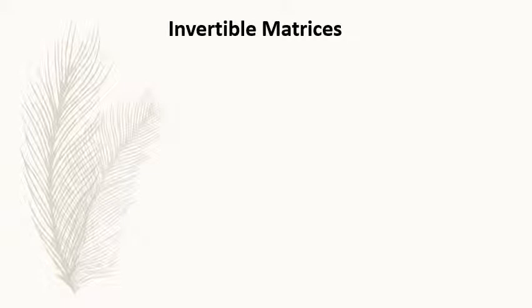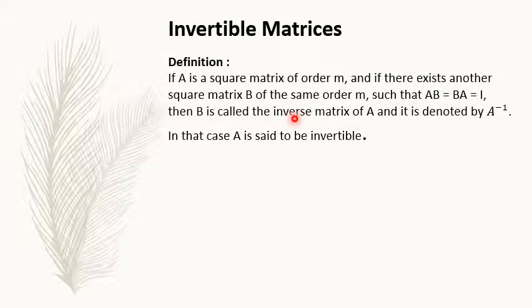Invertible matrices. Suppose we have a square matrix A, then there exists another square matrix B such that the products AB and BA both give the identity matrix. What is the identity matrix? In the matrices part 2 section, we discussed the identity matrix. Please watch that video.